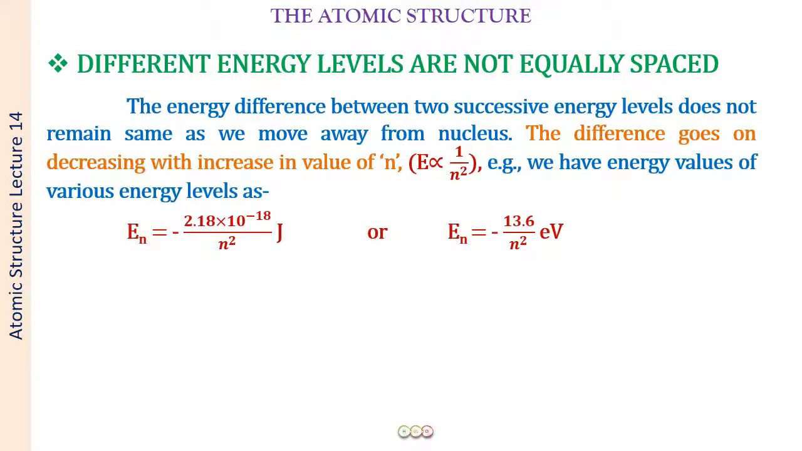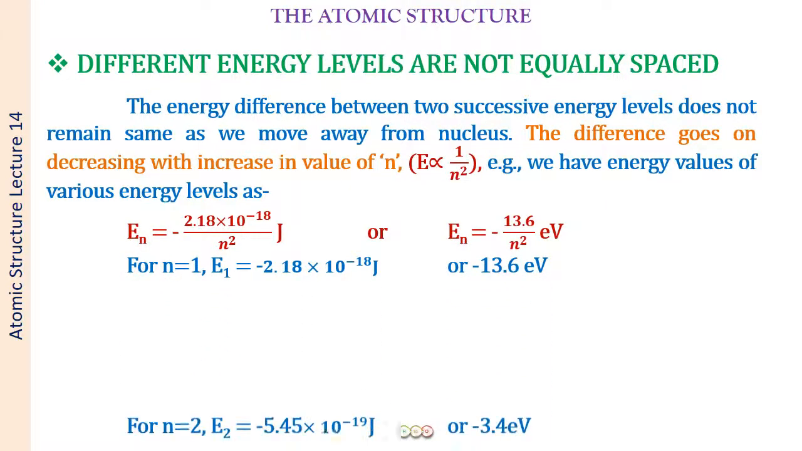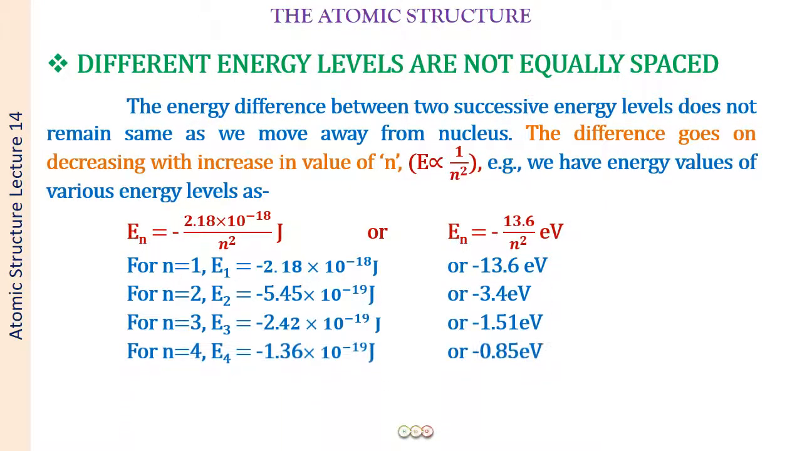And you can see that we have the values of n and E given. So for n equals 1, this is minus 13.6 electron volt. For n equals 2, the energy is minus 3.4 electron volt. So E2 minus E1 is going to be 10.2 electron volt, right? So the difference over here is positive. So for the next difference, you will see the difference is going to decrease.